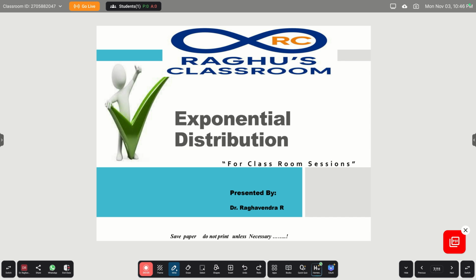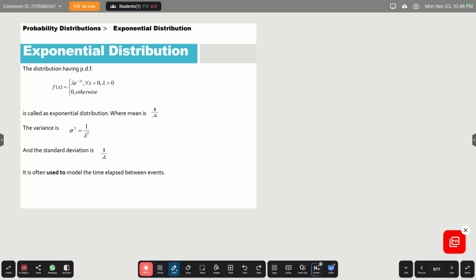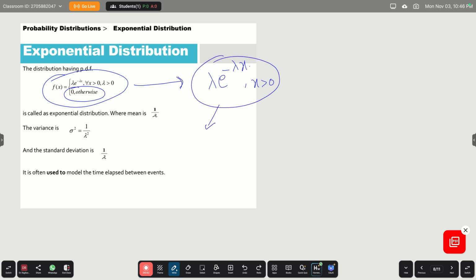In this video, let us discuss the exponential distribution. The probability distribution having the probability density function lambda e power minus lambda x whenever x is non-negative, and 0 otherwise, is called the exponential distribution. Lambda is called the parameter here. So if a probability distribution has this function as its PDF, then it is called an exponential distribution.